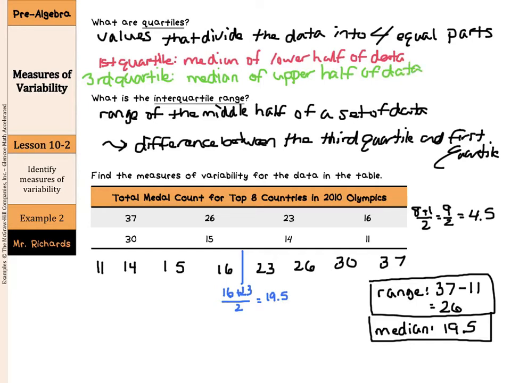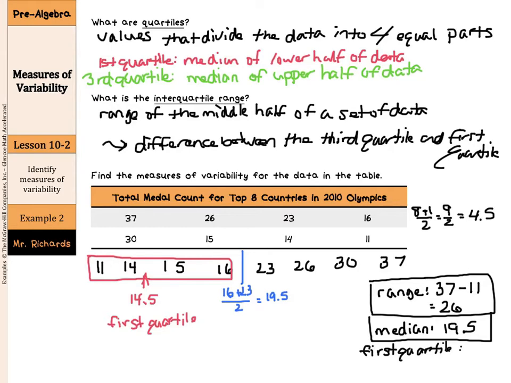So now if I'm looking at this lower half, what is the median here of the lower half? Well, that's going to be between 14 and 15. If I add those up and divide by 2, I get 14 and 5/10, 14 and a half. So that right there is my first quartile. And so I can list my first quartile as 14 and 5/10, or 14 and a half.